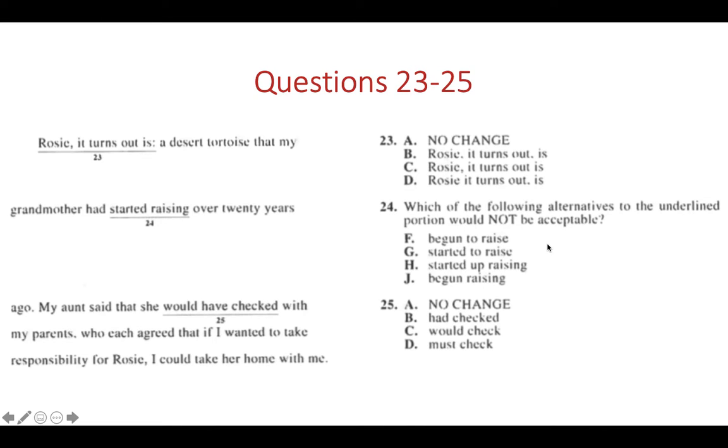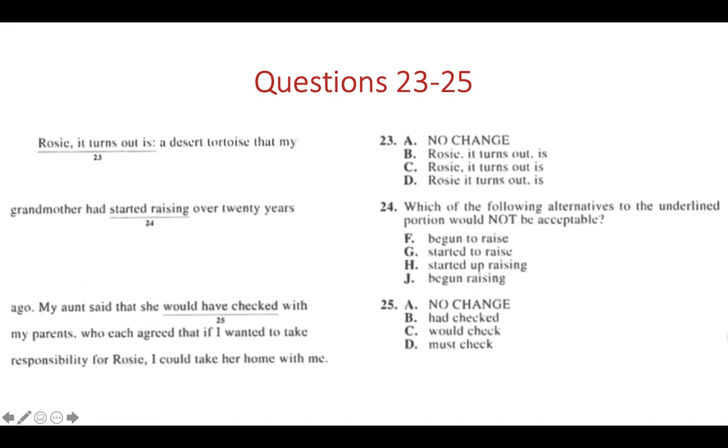All right, 24. Which of the following alternatives to the underlined portion would not be acceptable? We're picking the wrong answer. So Rosie, it turns out, is a desert tortoise that my grandmother had started raising over 20 years ago. All right, so I'm going to start here. That my grandmother had begun to raise over 20 years ago. Sounds right. That my grandmother had started to raise over 20 years ago. Sounds right. That my grandmother had started up raising. Okay, no, we're not starting something up, right? Like a lawnmower. That one's not right. That my grandmother had begun raising over 20 years ago. That sounds right too. So the wrong answer is H. That's the one you pick.